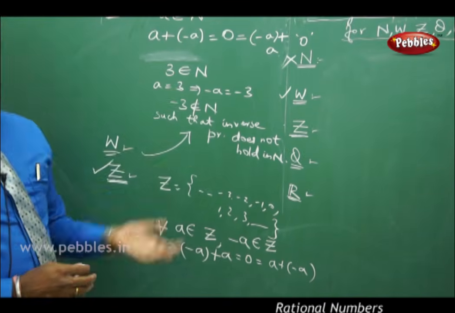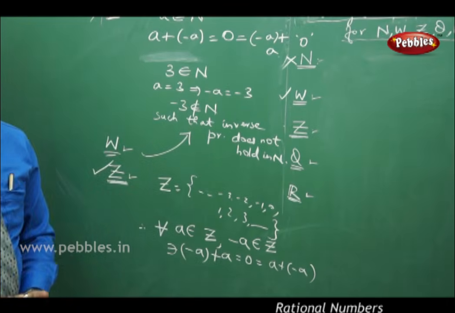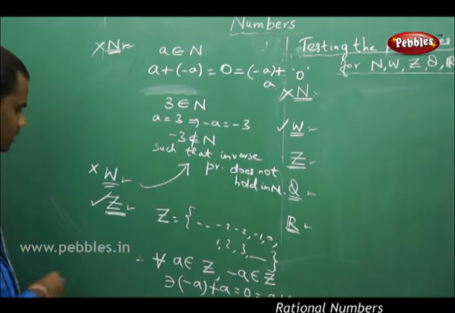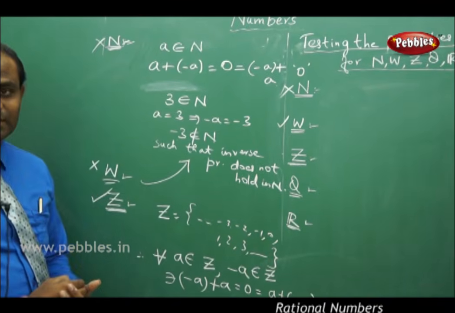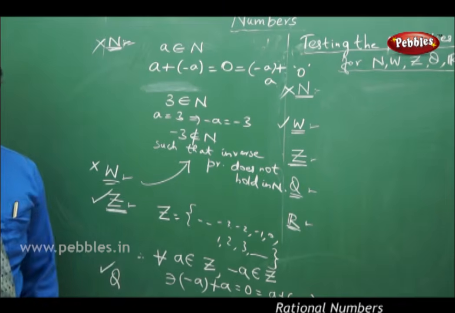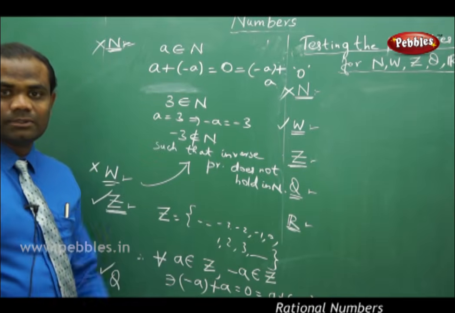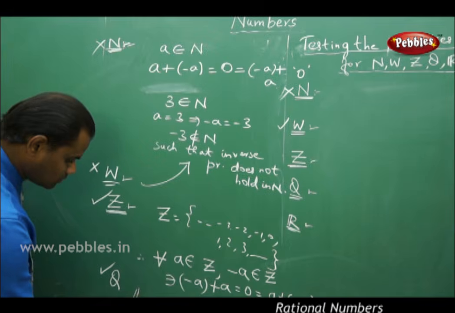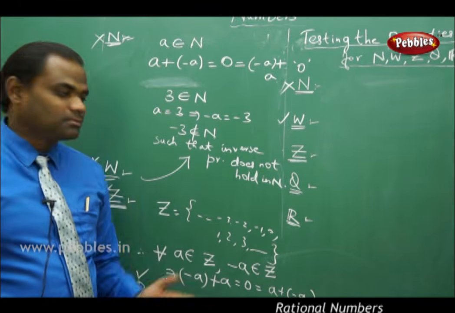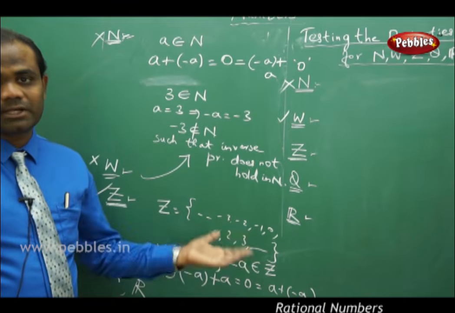So in case of the sets of numbers holding the inverse property, natural numbers do not hold the inverse property, the whole numbers do not hold the inverse property, integers hold the inverse property, rational numbers hold the inverse property, because every positive rational number has an equal negative rational number, and real numbers also hold the inverse property. So this is how I understand the inverse property.